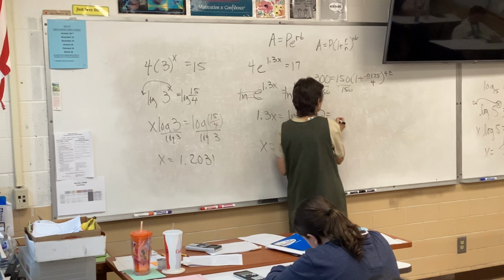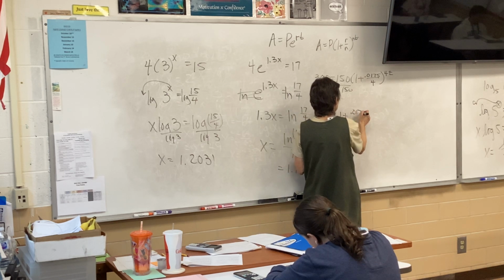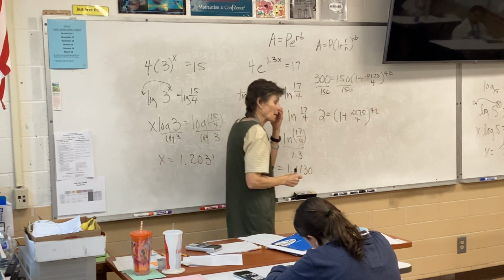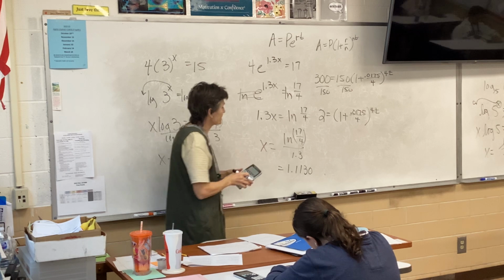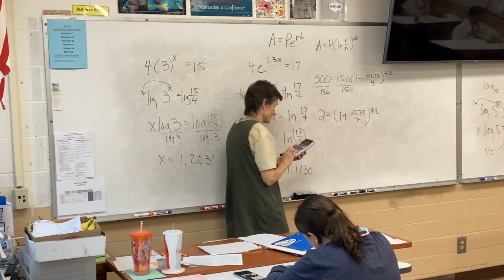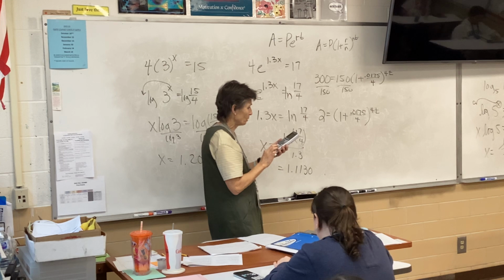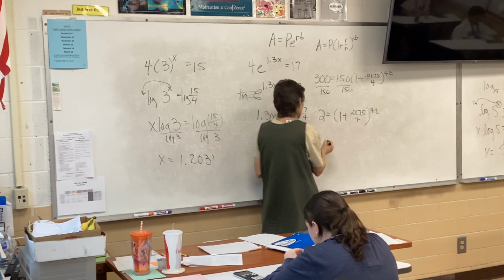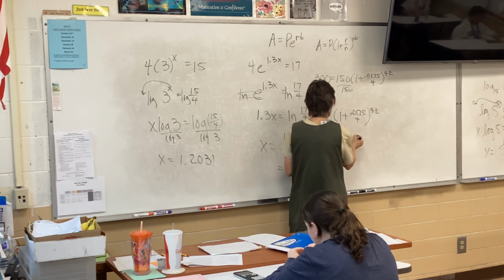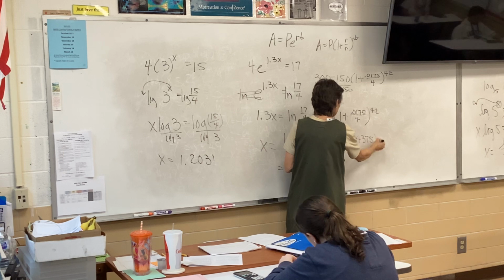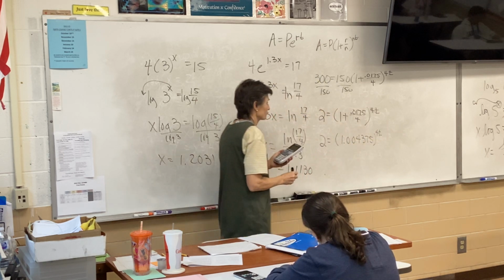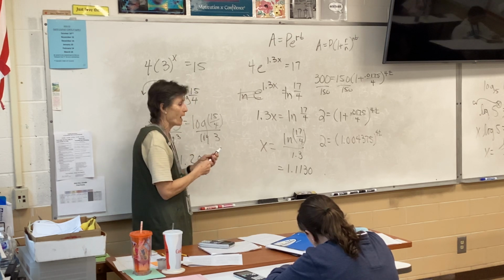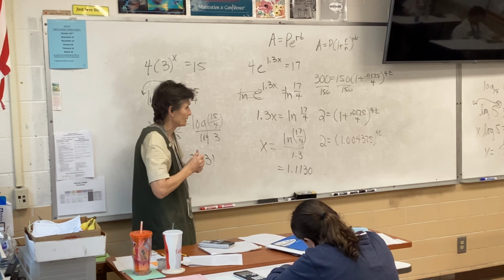So 2 equals 1 plus 0.0175 over 4, to the 4t. Let's see if I can get a number for this that I don't have to round off. 1 plus 0.0175 divided by 4 is 1.004375 to the 4t. You don't have to do that, it's an optional step.